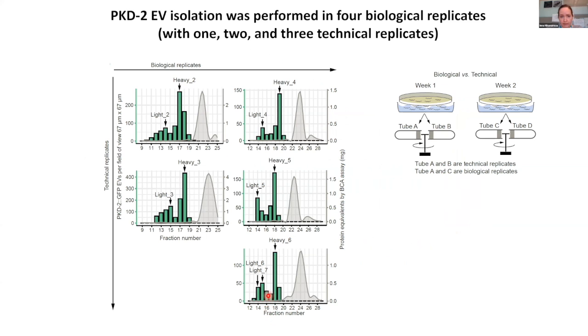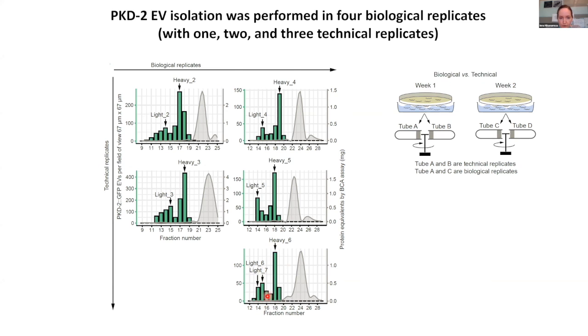And this time we decided not to combine technical replicates. Those technical replicates are on the y-axis. Whatever was run at week 1 and week 2 would be biological replicates, and whatever travels in different tubes would be technical replicates. So we didn't combine technical replicates and submitted fractions for proteomics separately. Each fraction submitted is labeled.